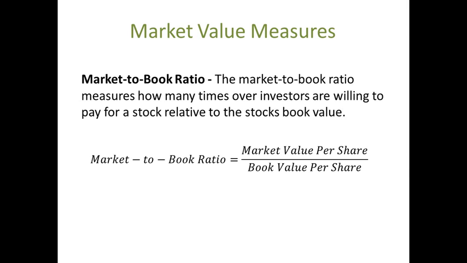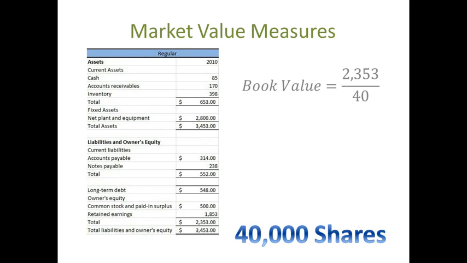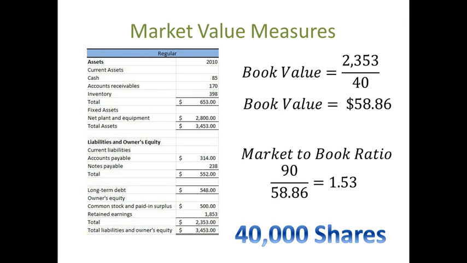In our case, our book value per share is $2.353 million divided by 40,000 shares, which comes out to $58.86. And our market value is $90 per share. So we do $90 divided by $58.86, giving us a market-to-book ratio of 1.53.